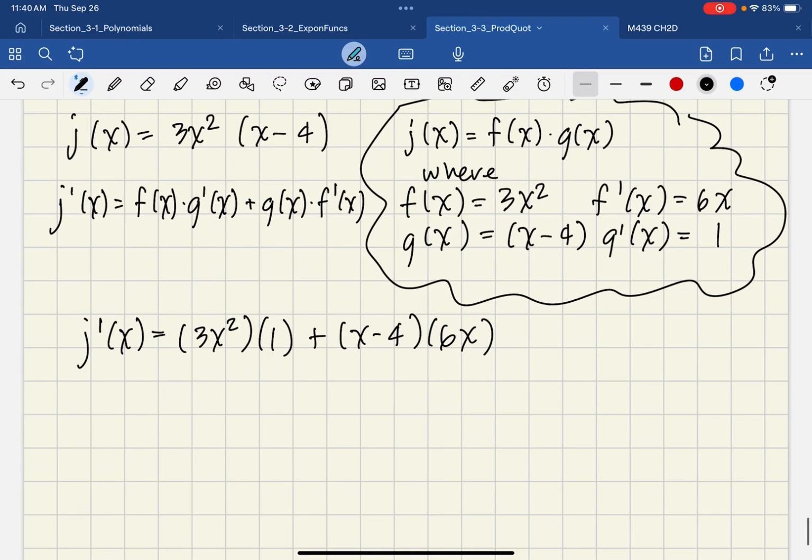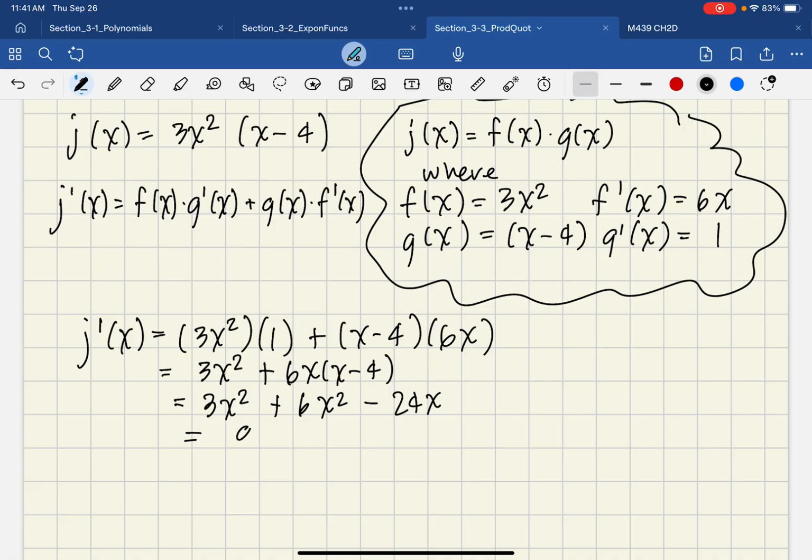Let's go ahead and simplify it up a little bit. We get 3x squared plus 6x times x minus 4. Same thing as 3x squared plus 6x squared minus 24x. So we end up with 9x squared minus 24x.